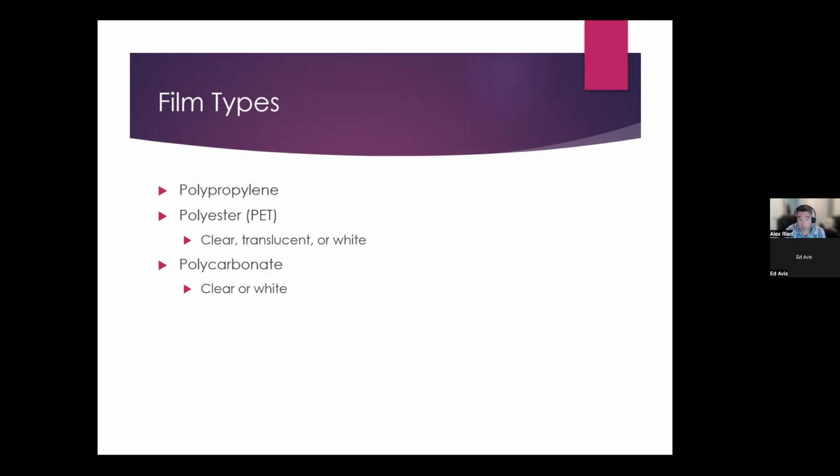Next, we have film types. So film types, some of the basics, there are others, is really polypropylene, polyester, and to some degree polycarbonate. Polycarbonate, maybe a little more so on the laminate side, but there is printable polycarbonate that has been around for a number of years. Within polypropylene, it is what it is. On the polyester side, you tend to have a little bit more variety. You've got clear, translucent, and white, and this would be pertinent depending on your application.